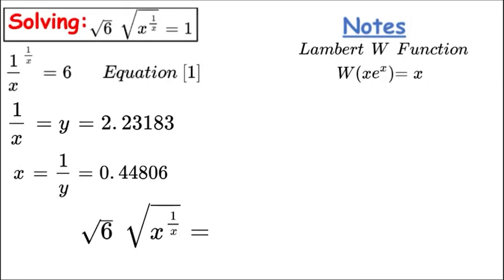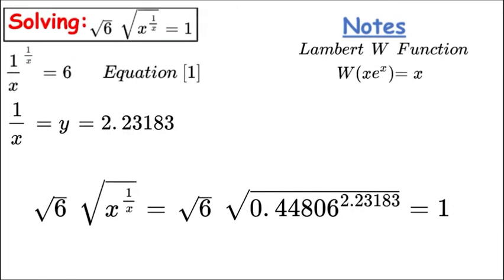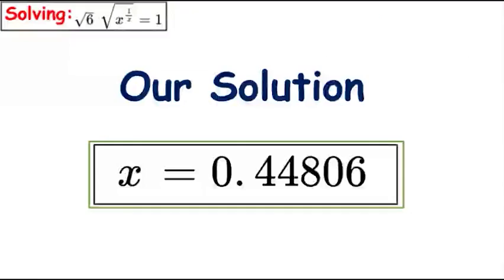Now we can input everything into our formula. So if we input it in, we can write the square root of 6 multiplied by the square root of 0.44806, replacing x, all to the power of 1 over x, and that was 2.23183. So let's compute this out, and we will get the value of 1. So it checks out. Thus, our solution to the exponential equation is x is equal to 0.44806.